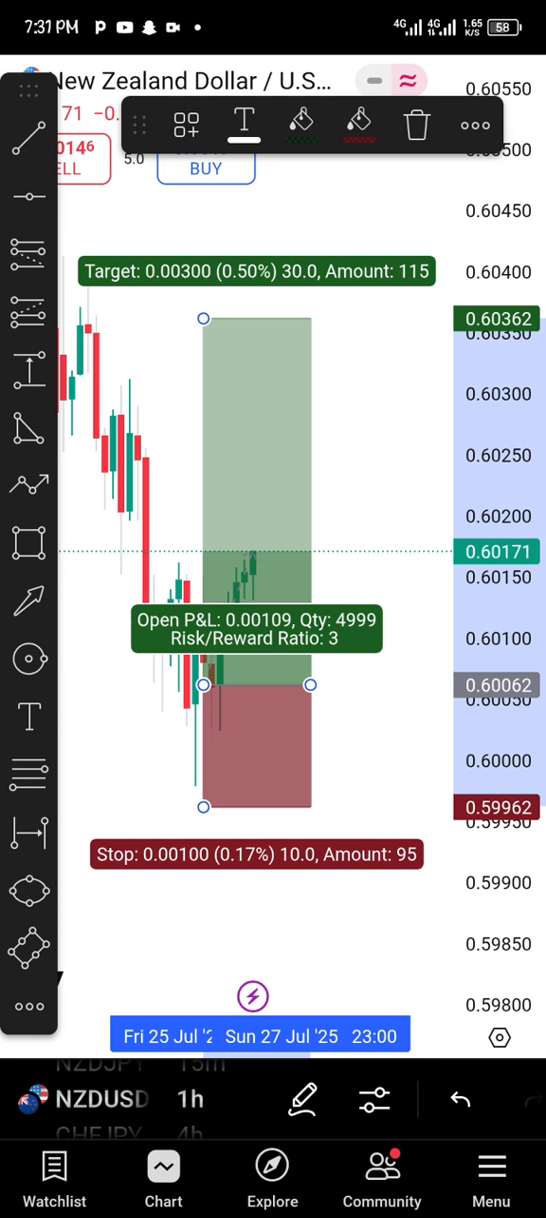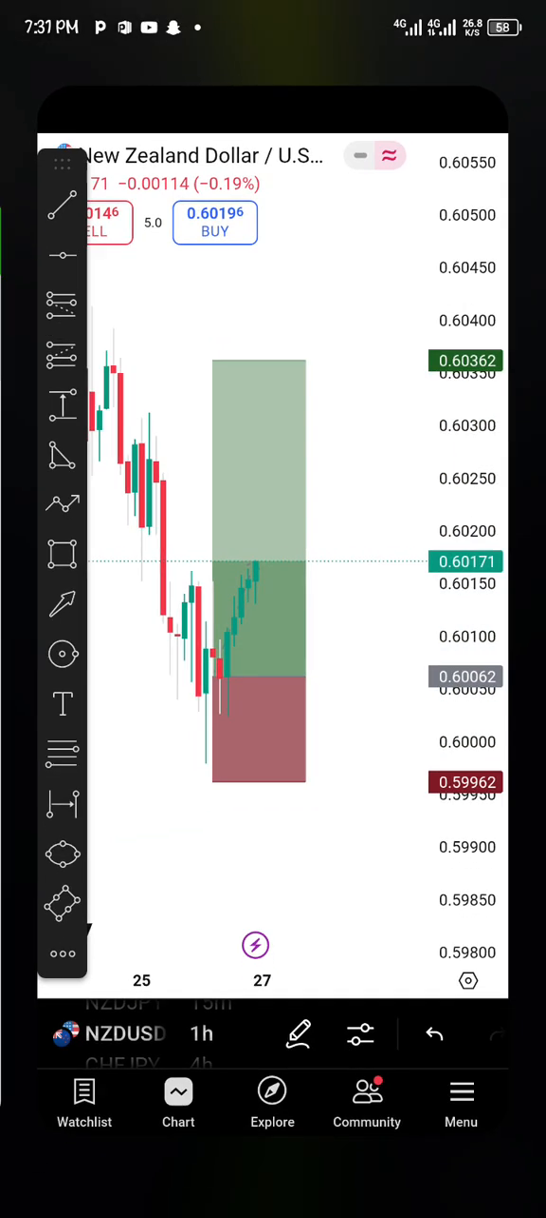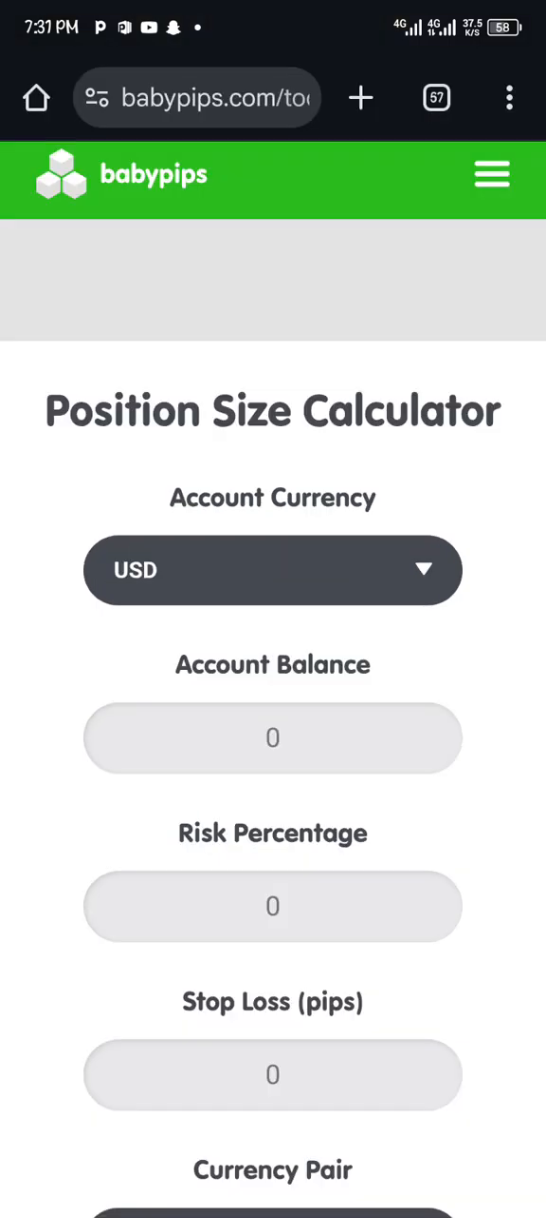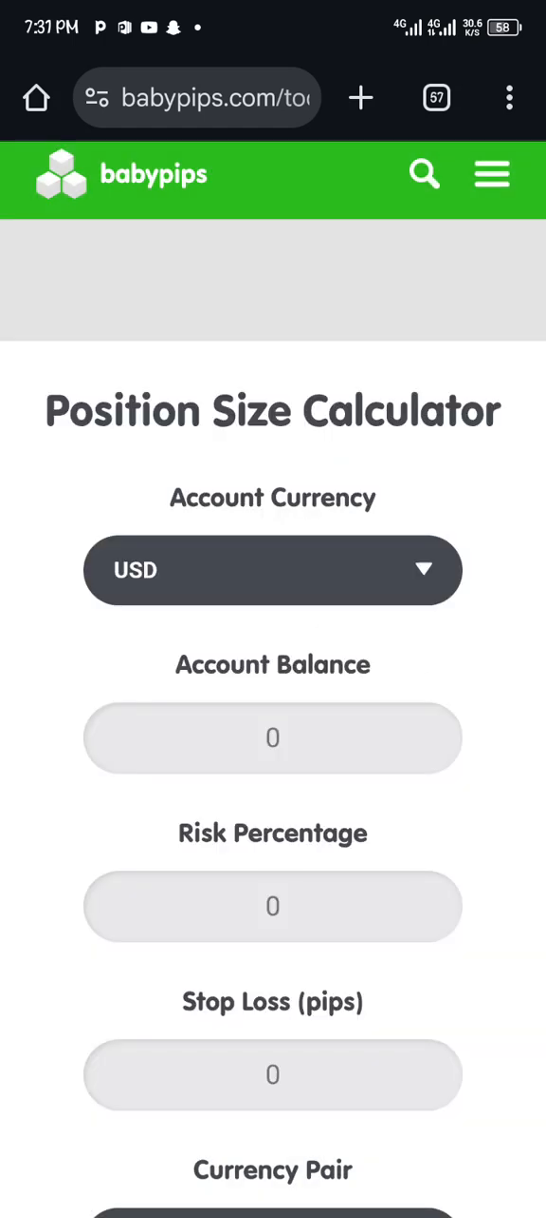Now let's continue. After you have already understood all these things, what else you need to do is come to BabyPips. BabyPips is going to help you know the lot size you are going to use for that trade, that is going to correlate with the amount of risk you are taking in the market. Because if you don't understand the lot size, you are going to end up using any lot size that could be higher than the risk you want to take, or even lesser than the risk you want to take. Do you understand? So that's the work of BabyPips.